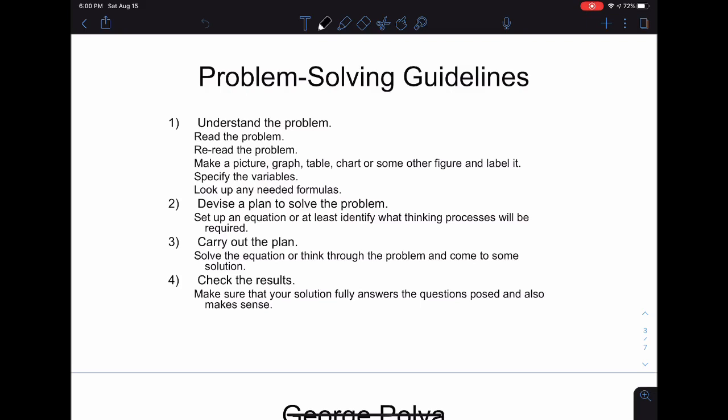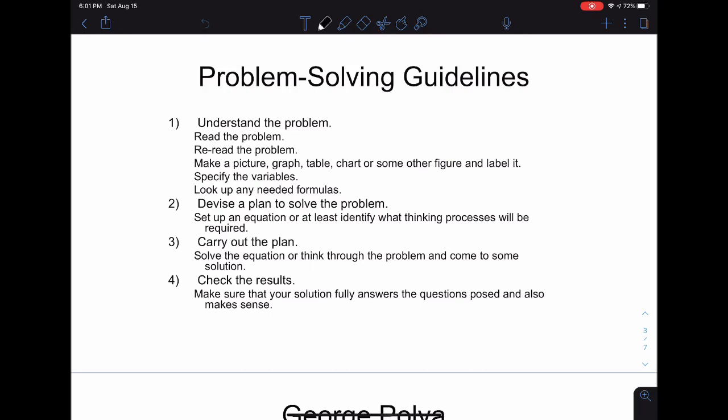Then in this process, as I'm doing this, I'm also devising a plan to solve the problem. That process of drawing and specifying variables helps me to think, okay, do I need to set up an equation, or what do I need to do? What's my pattern here? Then I carry out the plan once I'm satisfied with it. If it's an equation, I solve it, or if it's some kind of thinking problem, I start tackling it and eventually come to some solution. Then I check my results.